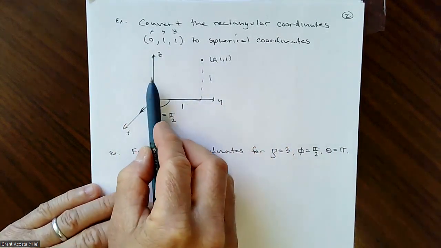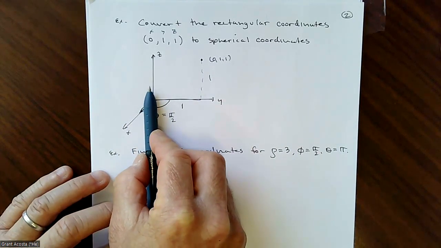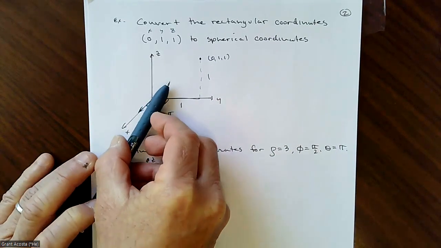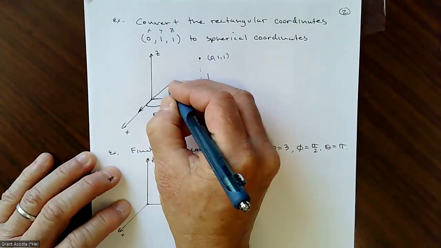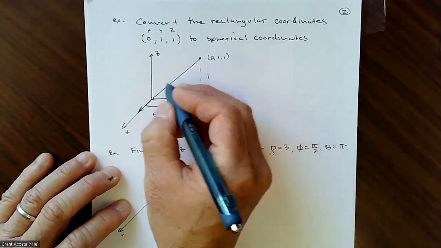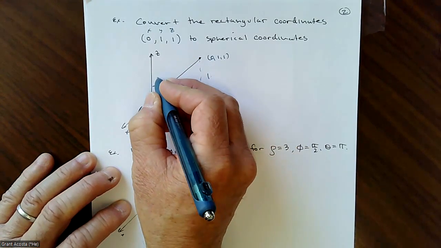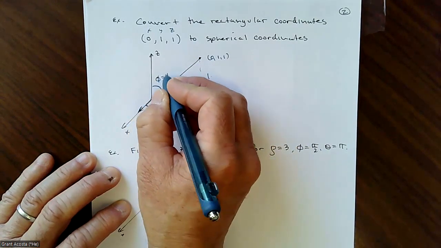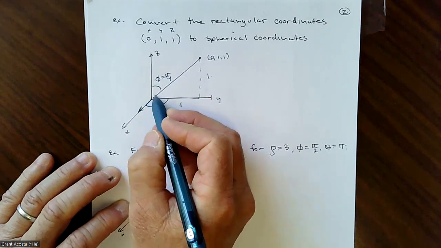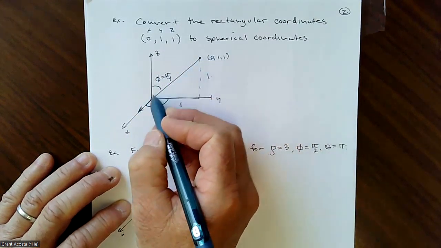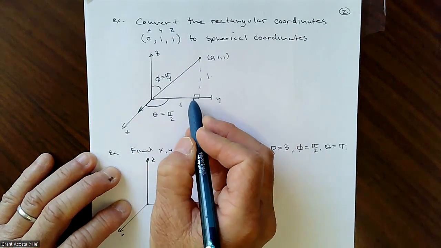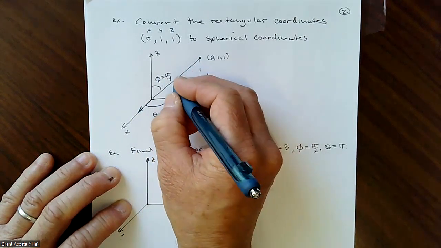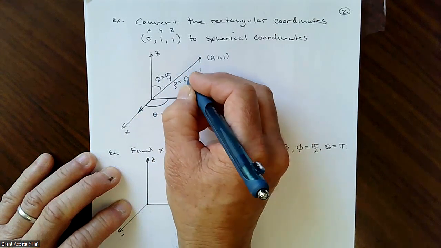Phi is the angle from the positive z-axis. So I want to measure from there and rotate until I'm facing that point. And hopefully you can see, because this is 1 and this is 1, that angle for phi is pi over 4. And then finally, my distance that I would have to move, well, we happen to have a right triangle here. 1, 1, do the Pythagorean theorem, and you can see that rho should be equal to root 2.